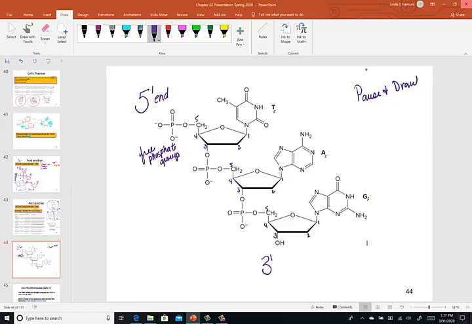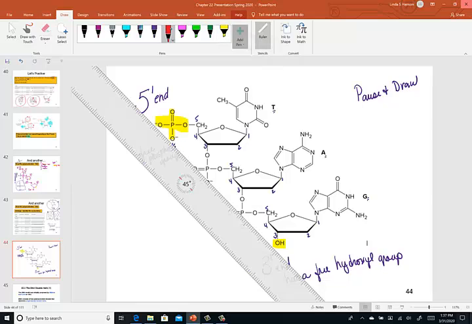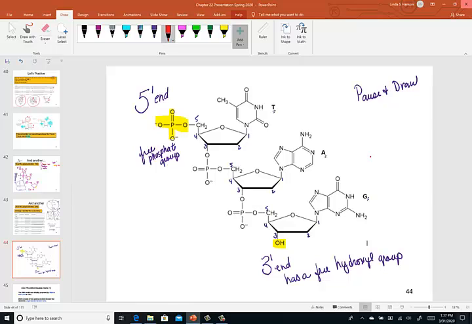And the 3' end has a free hydroxyl group. I'll highlight those: the free phosphate at 5' and the 3' hydroxyl at the 3' end. When you name polynucleotides, you name them from 5' to 3', so the name is just TAG, naming them in this order, 5' to 3' end.